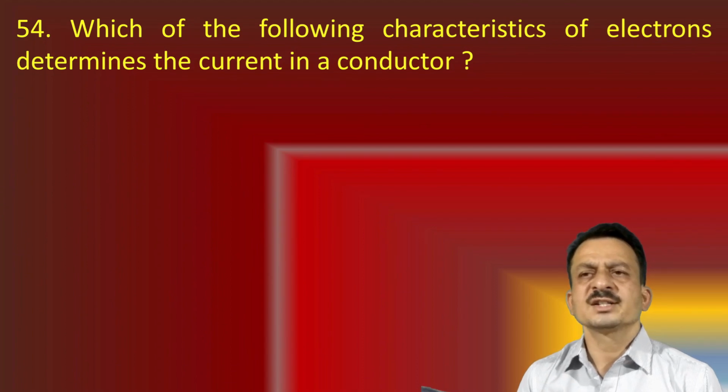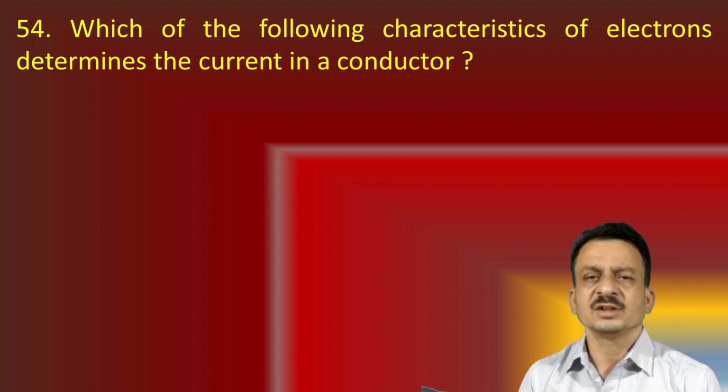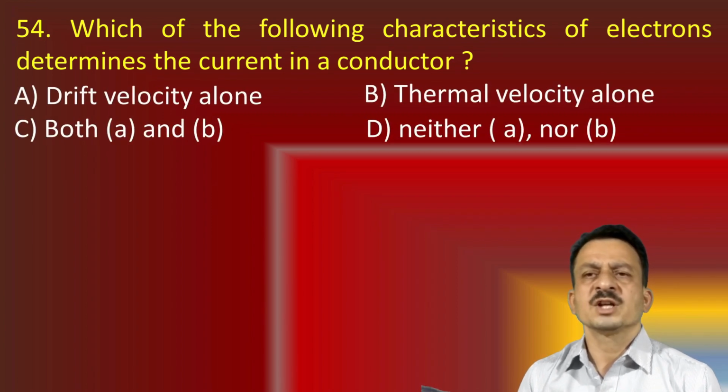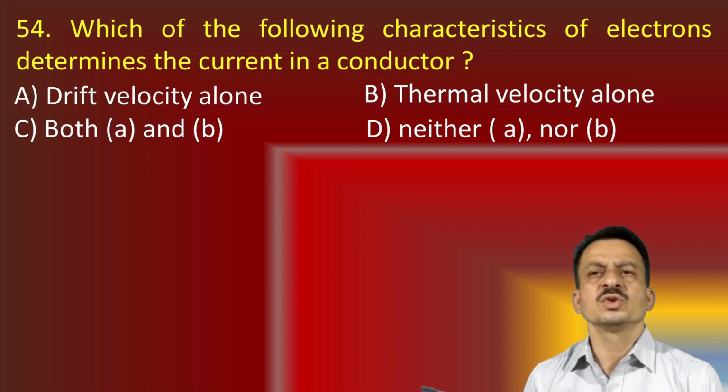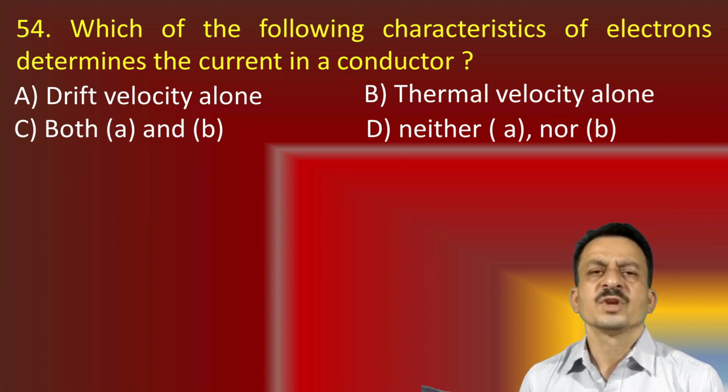Which of the following characteristics of electrons determines the current in a conductor? Theoretical one. Options: A, drift velocity alone; B, thermal velocity alone; C, both A and B; and D, neither A nor B. Now, whenever an electric field or the battery is not connected to a conductor, obviously electrons are moving inside the conductor. That is due to the thermal velocity. That will not cause the current.